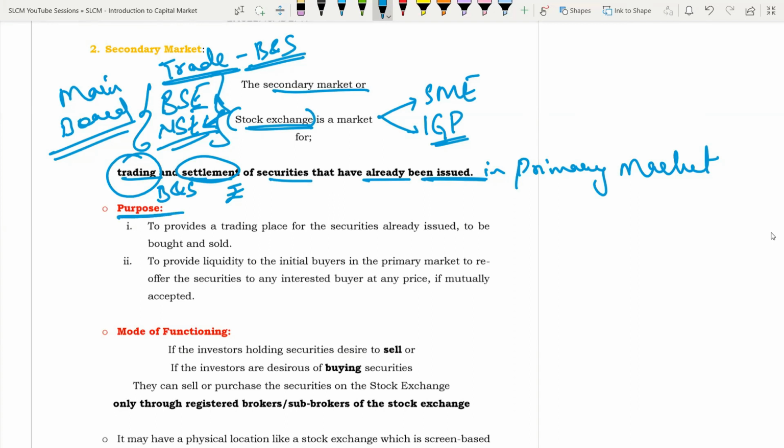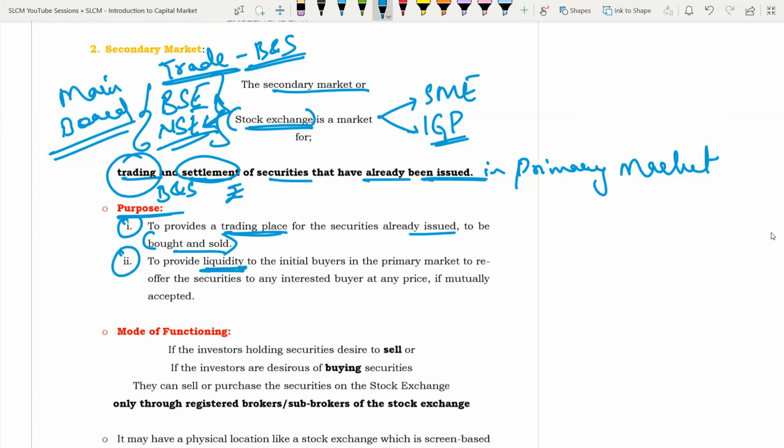What is the purpose of the secondary market? First and foremost, it is to provide a trading place for the issued securities to be bought and sold. Right? If any investor does not want to continue holding the securities of the company, he will require to sell them. Where will he sell them? Where will he go looking for a buyer for his security? That is when he will approach this market, where he can readily buy or sell the securities.